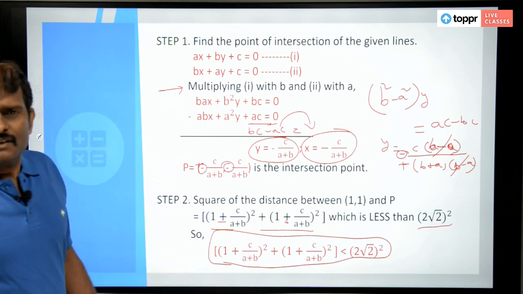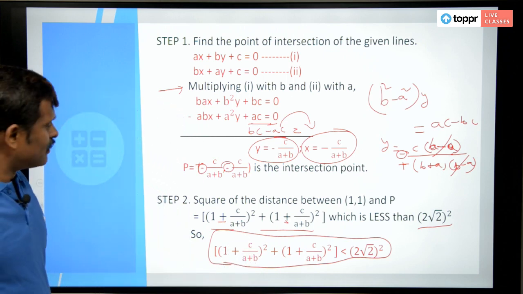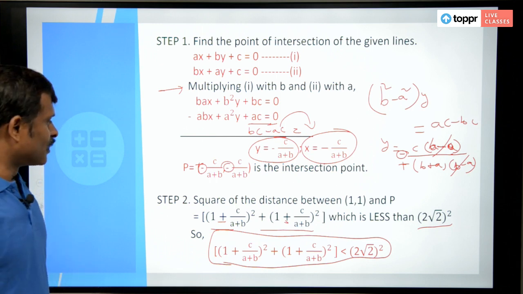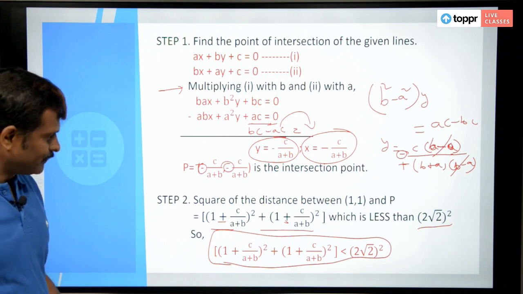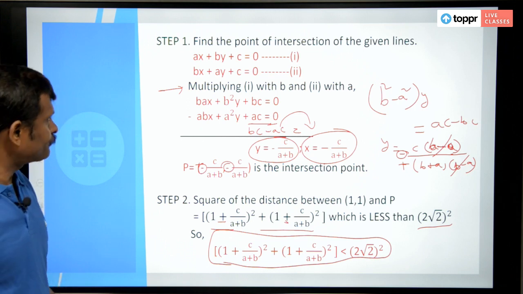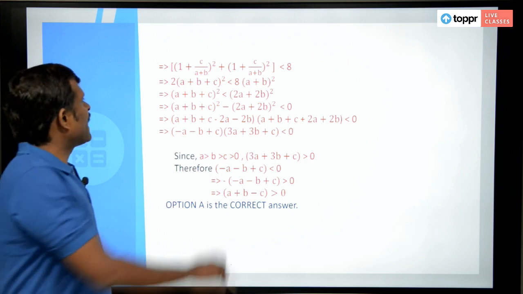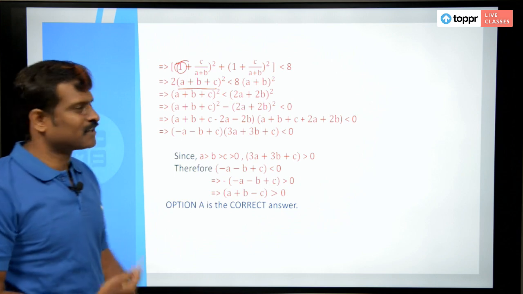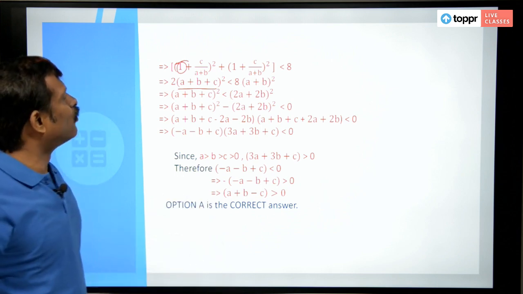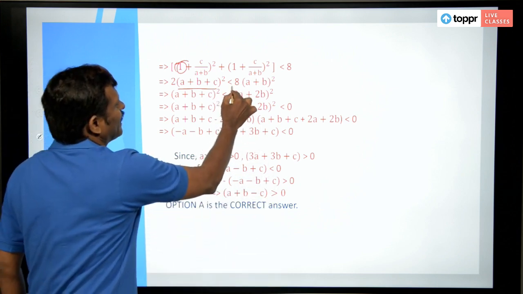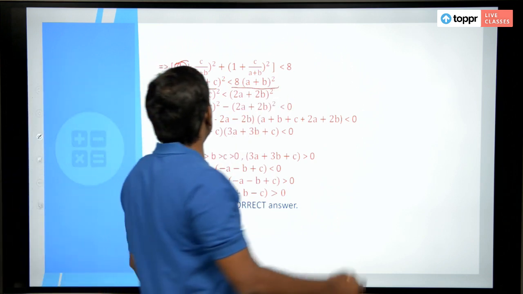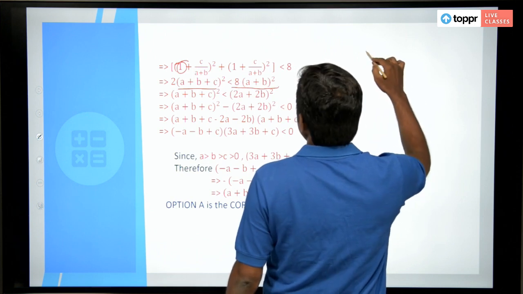So, this is the inequation we have. What is it? 1 plus c by a plus b whole square plus 1 plus c by a plus b whole square, that is 2 times 1 plus c by a plus b whole square is less than 8. So, what happens here, if you take LCM, right, this is 1, so a plus b plus c by a plus b whole square is less than 8 into a plus b whole square. Guys, you should remember something here, okay.